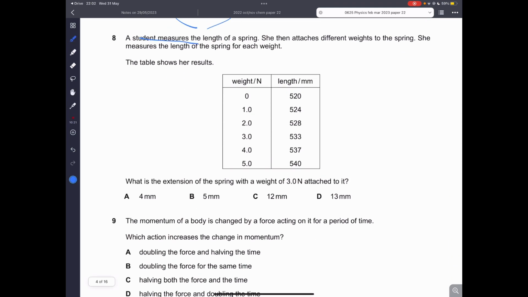Question number 8. A student measures the length of a spring. She then attaches different weights to the spring. She measures the length of the spring for each weight. The table shows her results. What is the extension of the spring with a weight of 3 newtons attached to it?